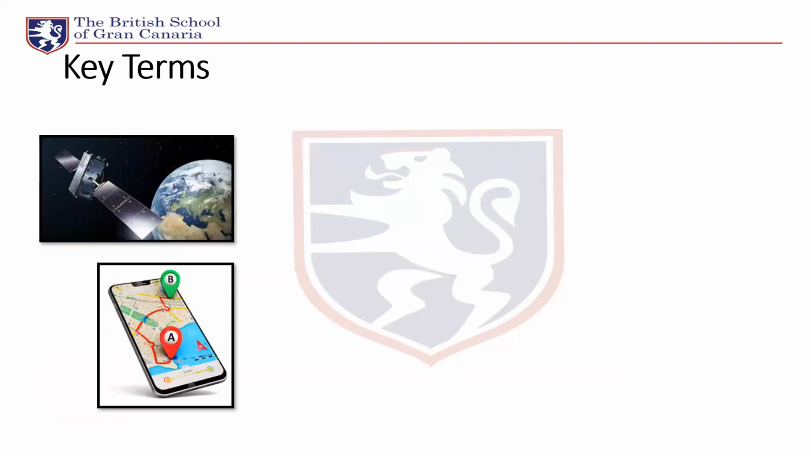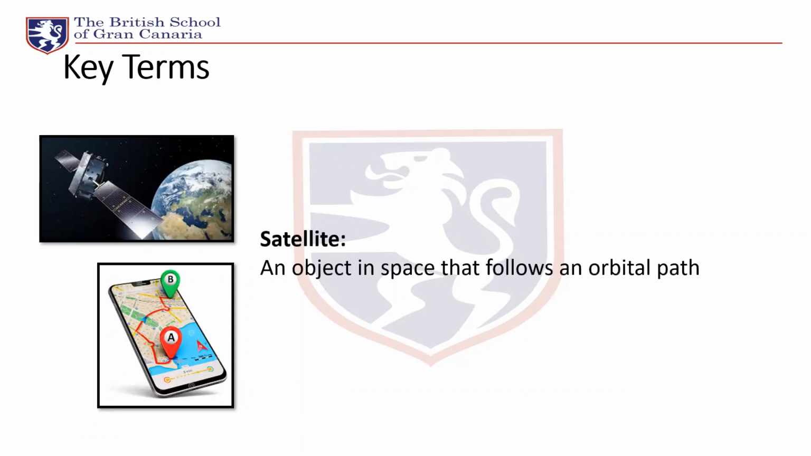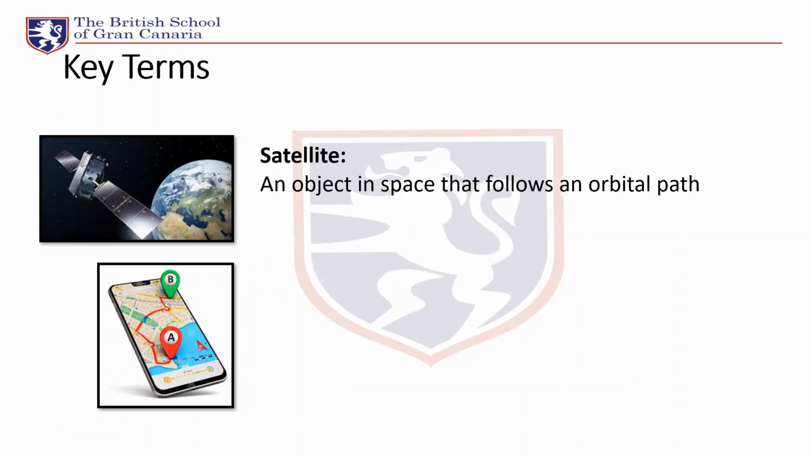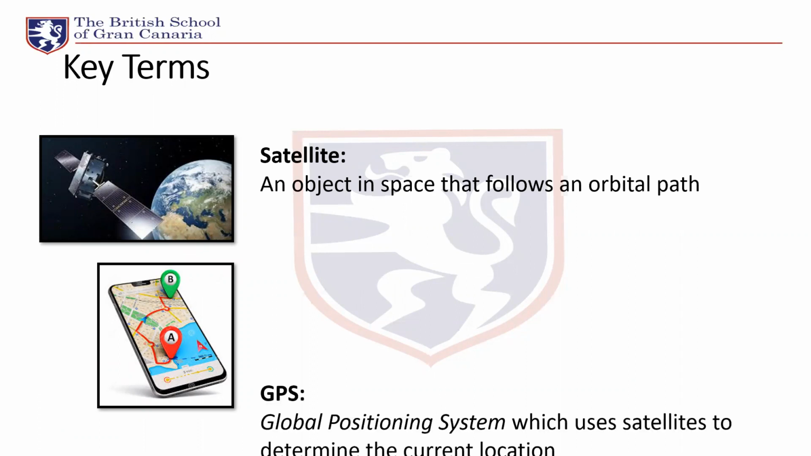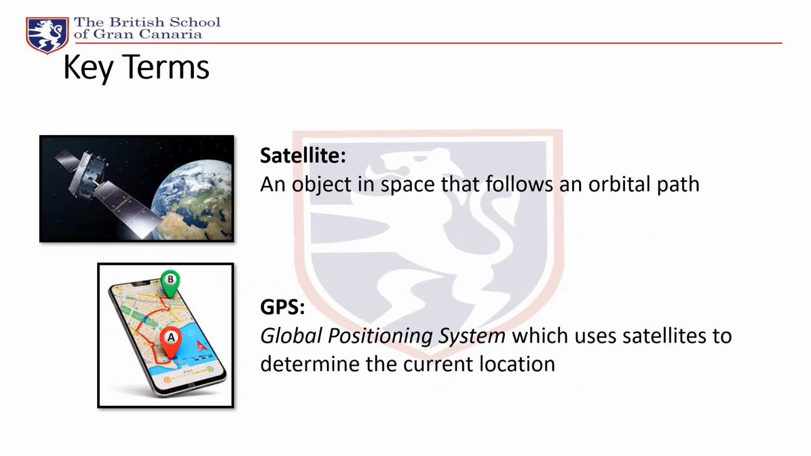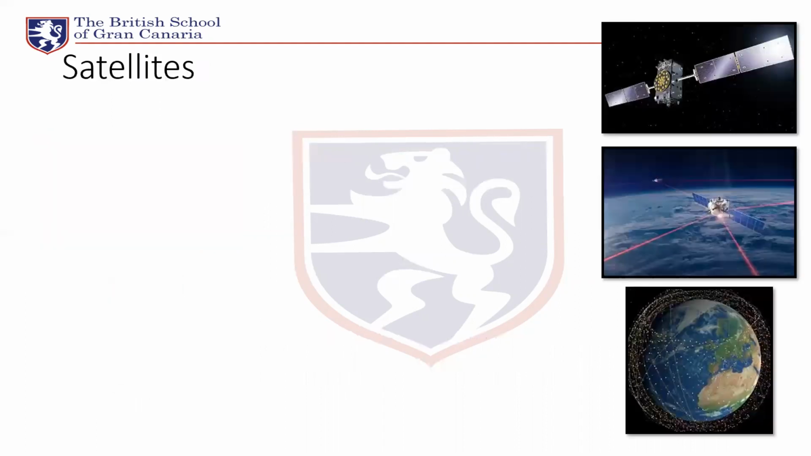Now, let's take a look at some key terms first. One term is satellite. Basically, this is an object in space that follows an orbital path around the Earth. The next one is GPS, which stands for Global Positioning System, and it allows satellites to determine the current location of your device. For example, if you're using Google Maps, it will determine your current location.